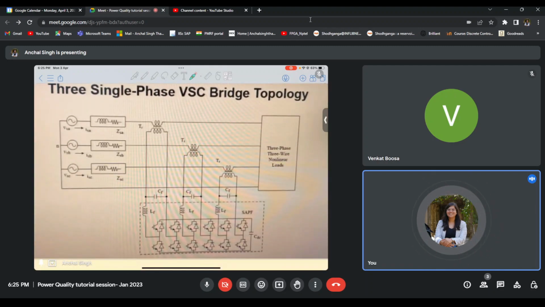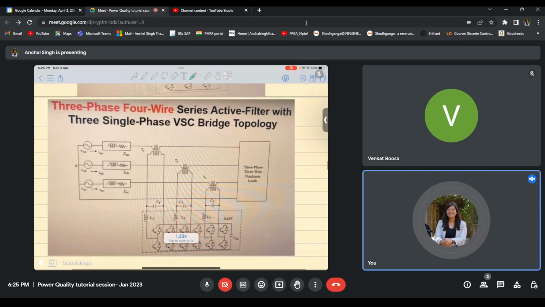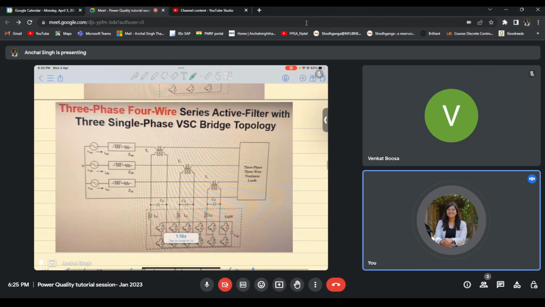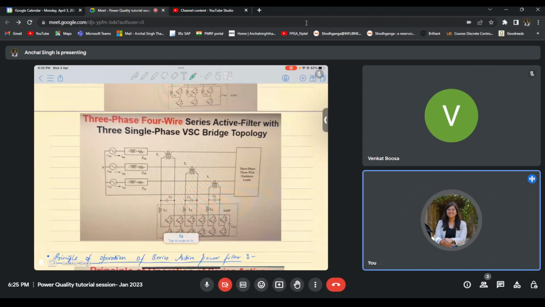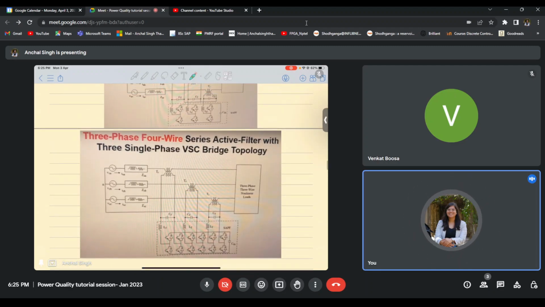For the three-phase four-wire system, again, I could do a topology-based classification where I could use a four-leg converter, or three full-bridge converters, one for each phase for independent control. So there are a lot of permutations and combinations available for making any kind of system, and we decide which system to use based on the particular application and expertise.